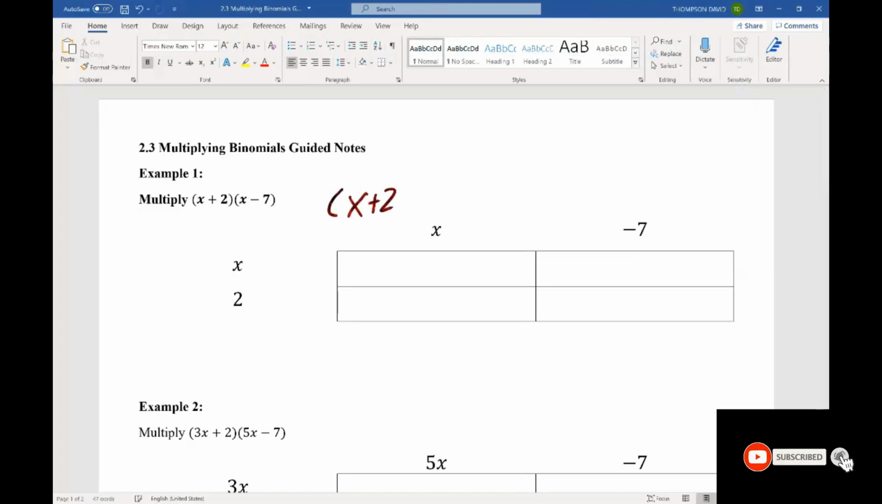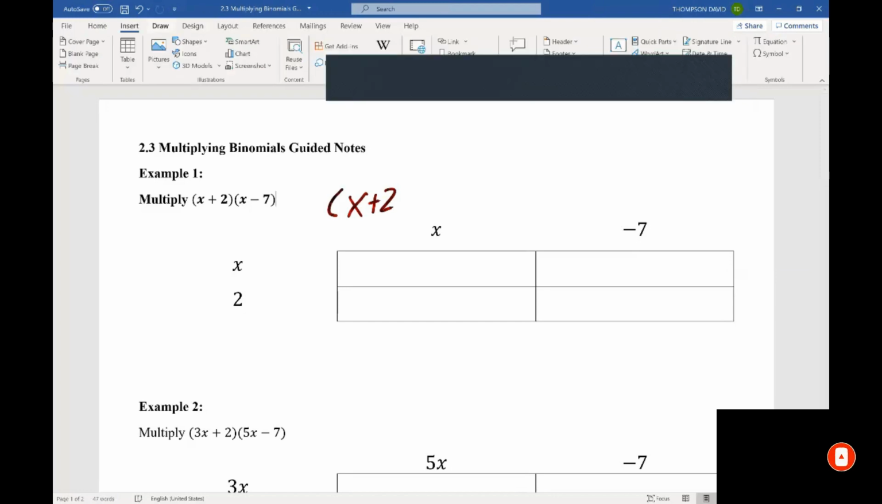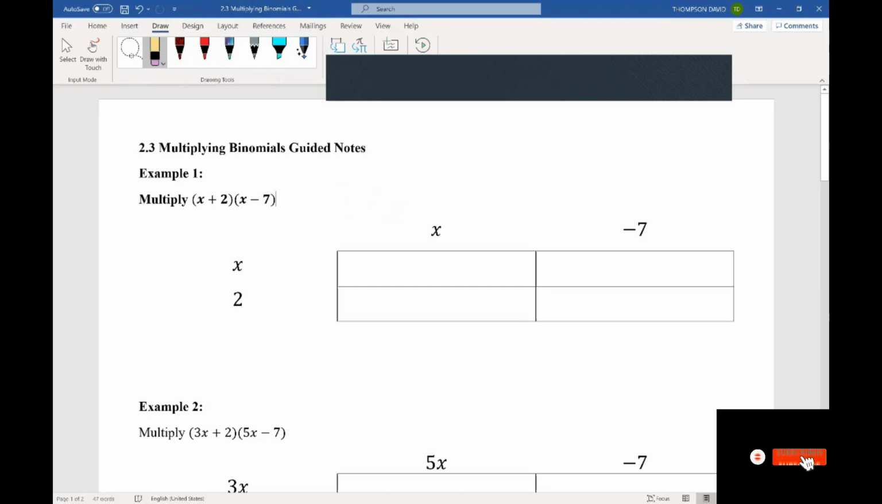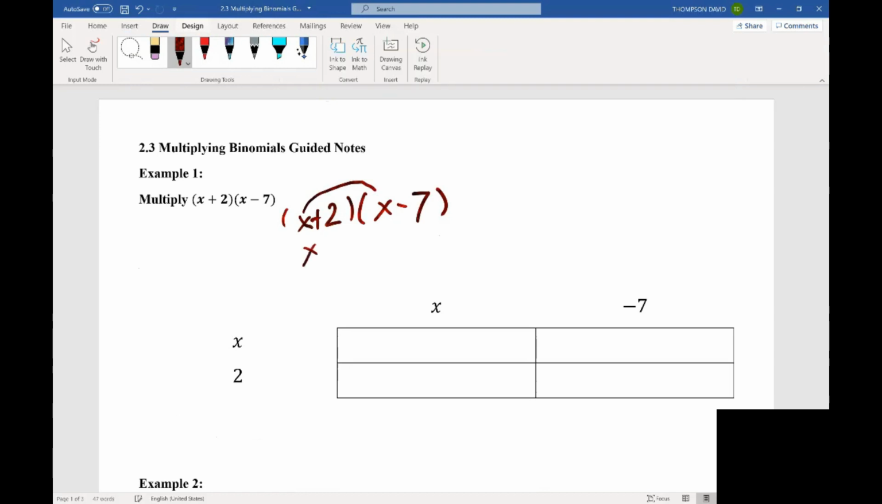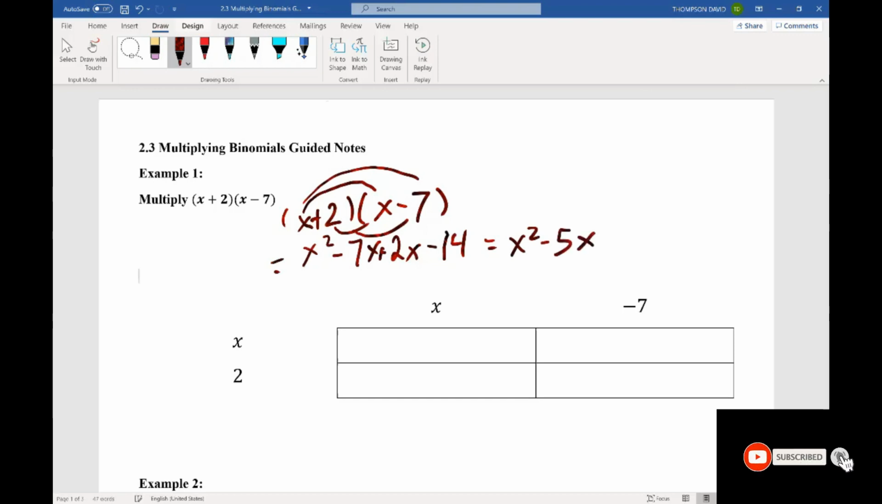So we have x plus 2, x minus 7. We multiply: x times x is x squared. Then x times negative 7 is negative 7x. 2 times x is plus 2x. And 2 times negative 7 is negative 14. Now we just combine our like terms. So we have x squared, negative 7x plus 2x gives negative 5x, minus 14. And we are done.